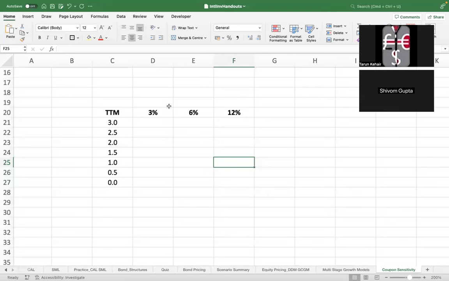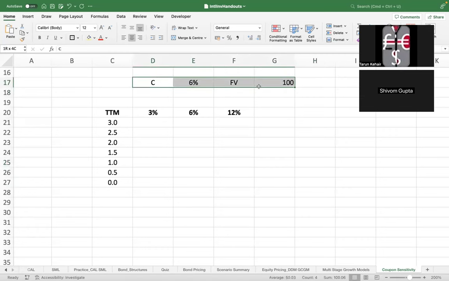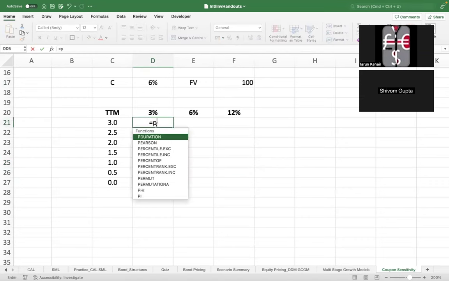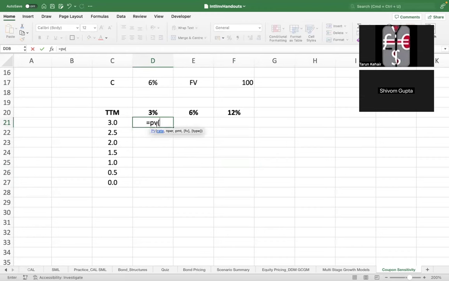First, we are assuming that the coupon is 6%. For this particular bond, the maturity value is $100, and this is semi-annual frequency. We are assuming this to be semi-annual frequency, that means 2 coupons a year. So if we want prices, we will use PV.